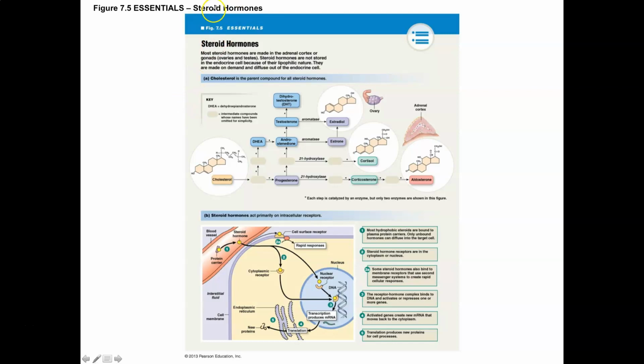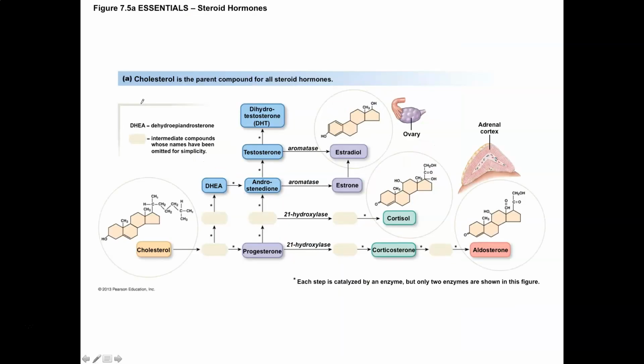Steroid hormones have similar structure and are based off of a model of cholesterol. Cholesterol is actually the precursor to steroid hormones. If we take a look at this diagram, you'll notice that this is the precursor cholesterol molecule. And if you use enzymes, this diagram has several enzymes listed, aromatase, 21 hydroxylase. Of course, enzymes are used to catalyze each reaction in this pathway.